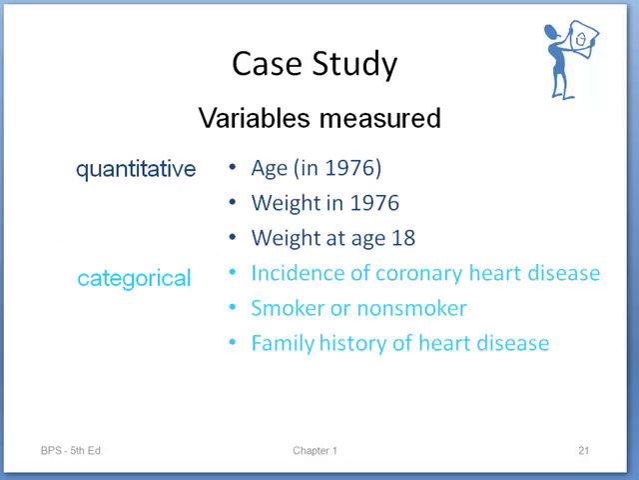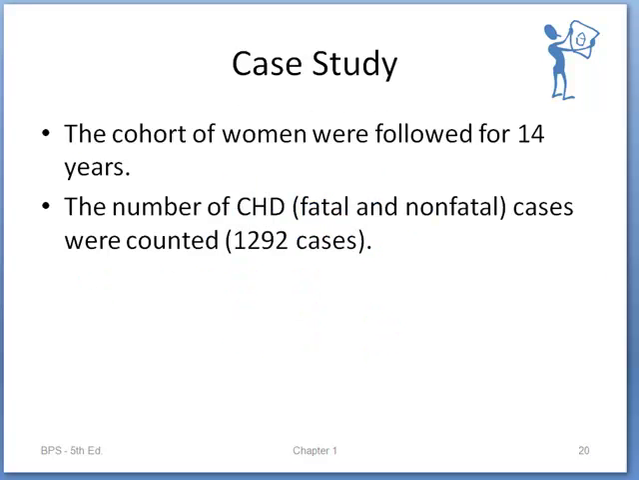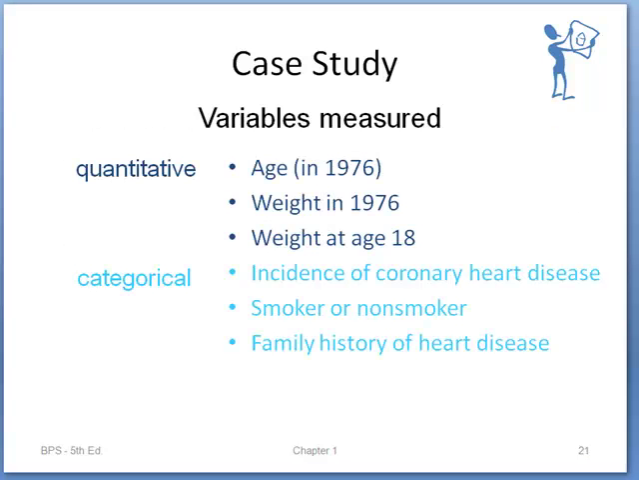Now, this cohort of women was studied over 14 years, and after the end of the 14 years, the number of coronary heart disease cases, fatal and non-fatal, were counted. The quantitative variables measured were the age, the weight, and the weight at age 18. Now, age is a discrete variable, and the weight was continuous because it's a measurement. The categorical data collected in this study was the incidence of coronary heart disease, whether they were a smoker or non-smoker, and a family history of heart disease.